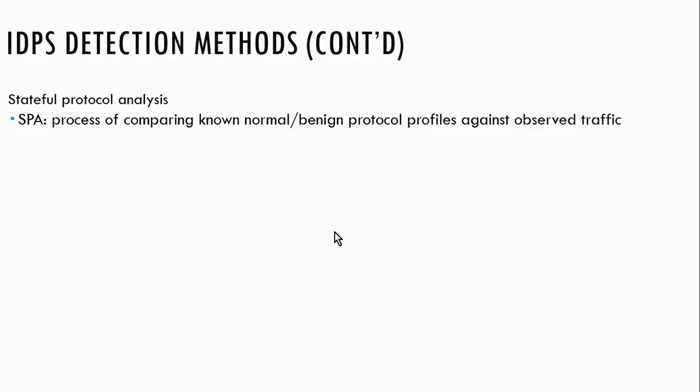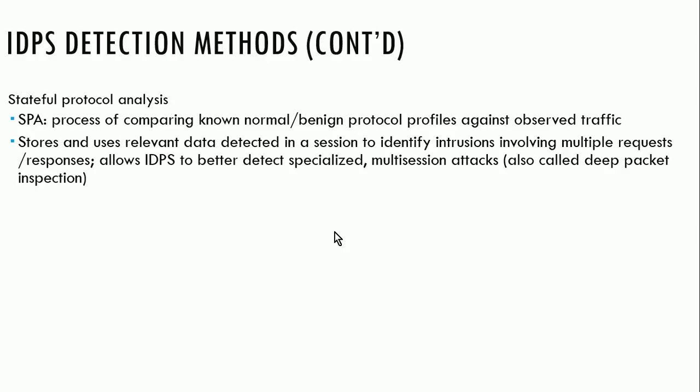So stateful protocol analysis, or SPA, is comparing known normal or benign protocol profiles against observed traffic. So when we know how a protocol works and we know the patterns that protocol uses, we can compare that to what's happening in real time and see if it's outside the norm. So this is another detection method, or SPA.